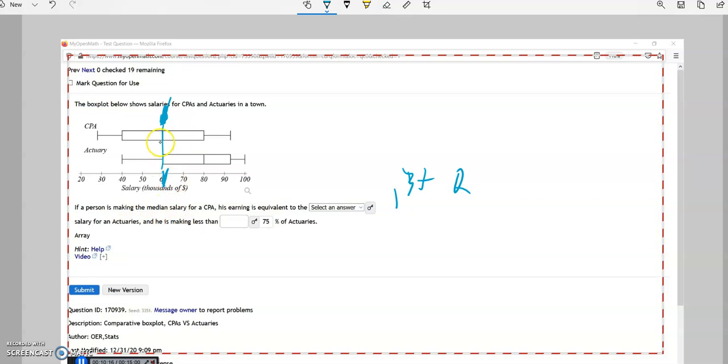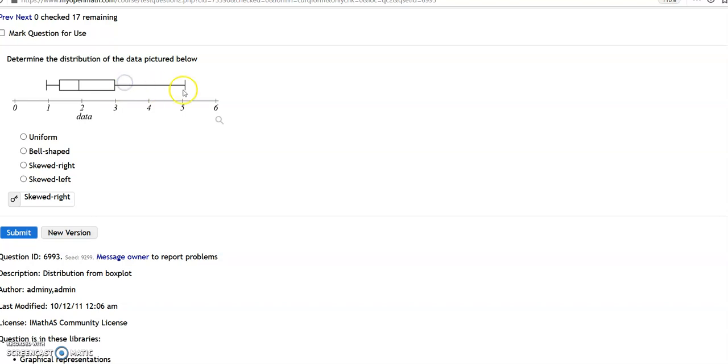And this person, assuming it's a he, of course, is making less than 75% of the actuaries. So this is 75% of the actuaries right here. Because it lines up with the Q1 of actuary, he is making less than 75% of the actuaries. In other words, he's only making more than 25% of the actuaries. If that was a more than, it would be 25%. He's making more than 25% of the actuaries, and at the same time less than 75% of the actuaries. There's more data in the upper 25%, so it would be considered skewed right.